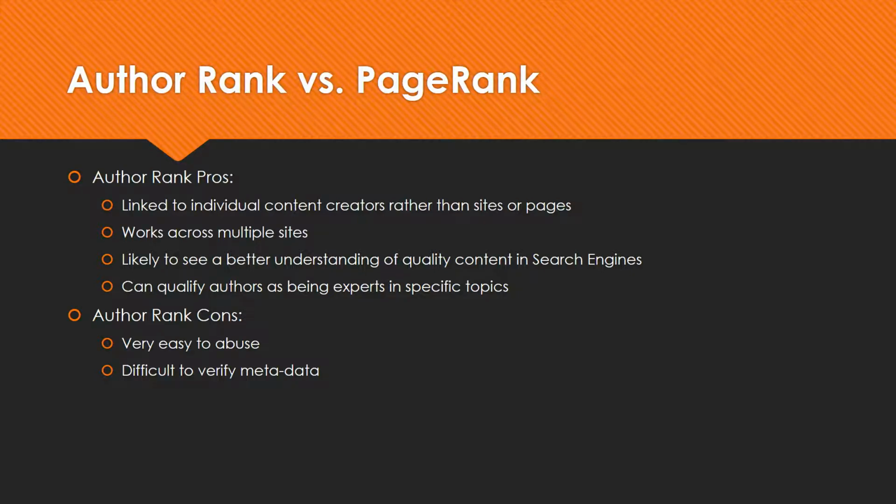AuthorRank, though, does have some very big cons. Number one is that it's pretty easy to abuse. I'll get onto that a little bit later. And it's going to be really difficult to actually verify the metadata at scale, because everything having to do with search has to be applicable to a mass scale of not just millions, but nowadays billions of content creators online, because anybody who is capable of publishing a tweet or posting a YouTube video or posting something on Instagram is technically a content creator.